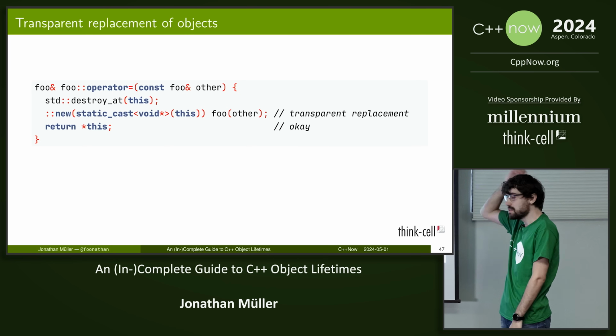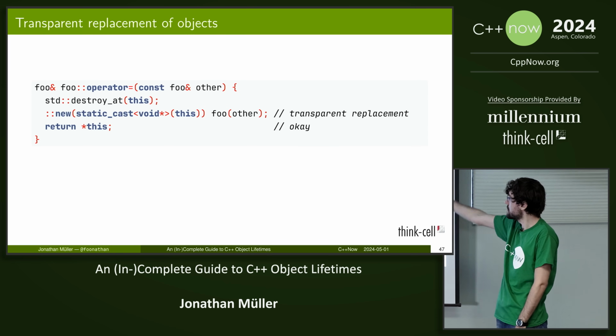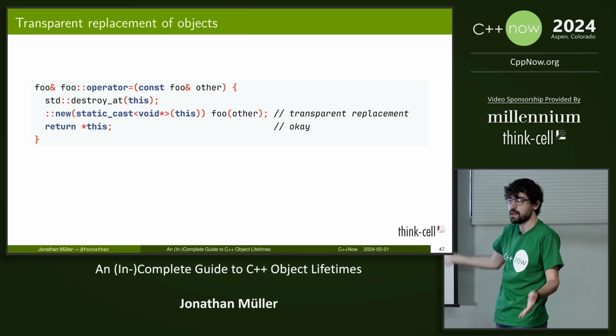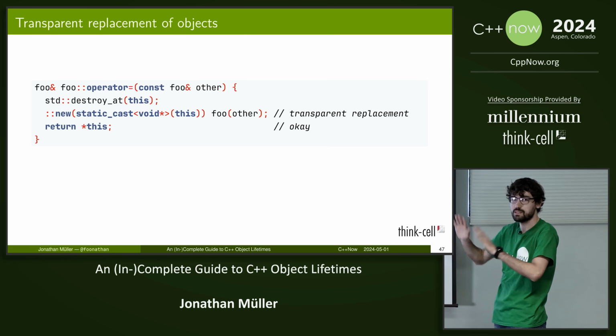Similarly, this code is also fine. Right? We destroy it, and then we transparently replace it at the same address, with the same type. Everything just works fine. We can continue using it as if nothing happened.